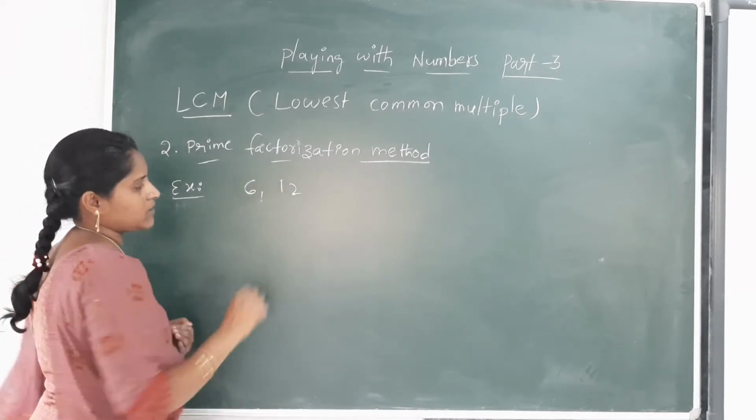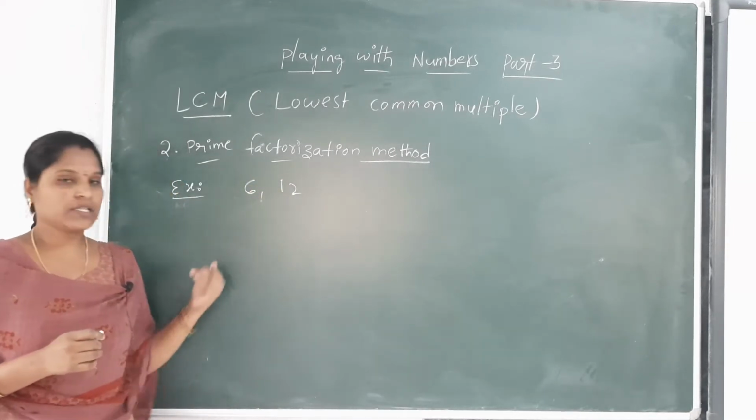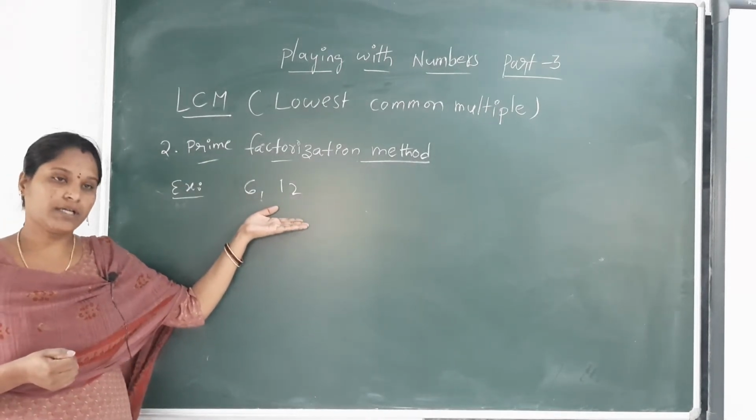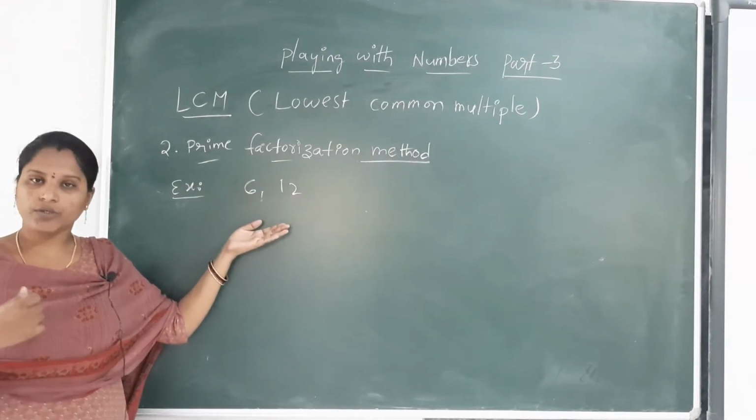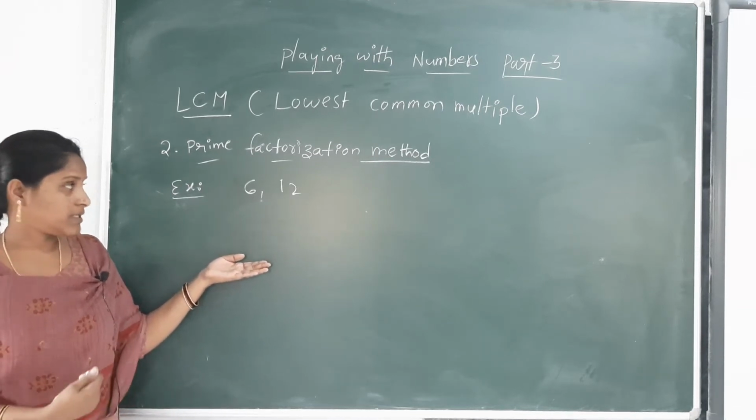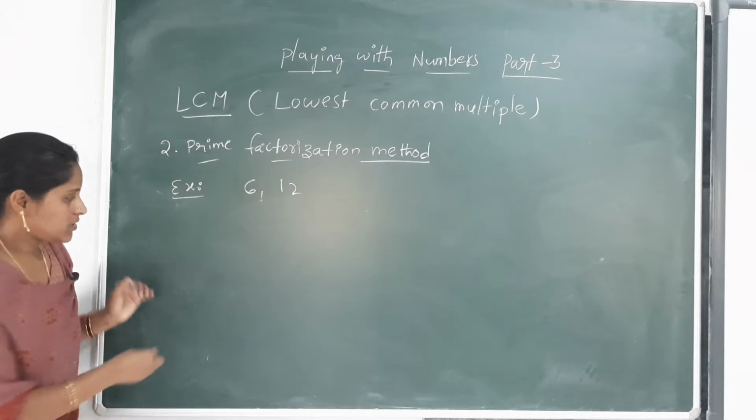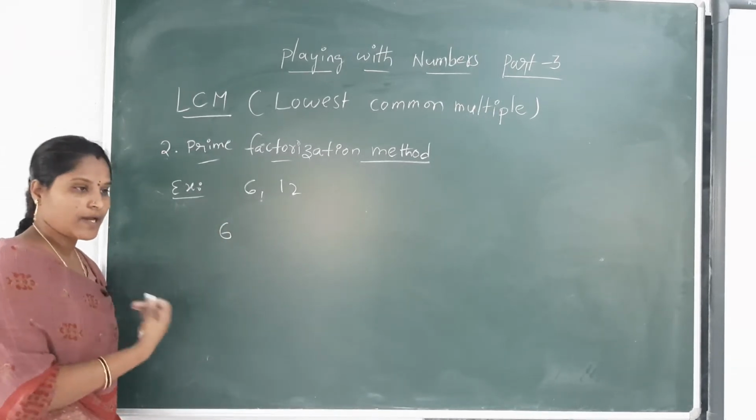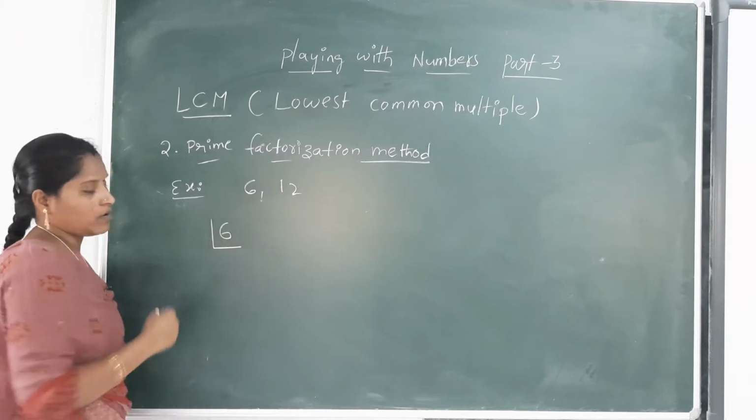6 and 12. I have taken the same example here, 6 and 12. In this prime factorization method, we are going to use only prime numbers as factors. First, we have to consider 6, and we are going to find prime factors for 6. We have to draw like this.